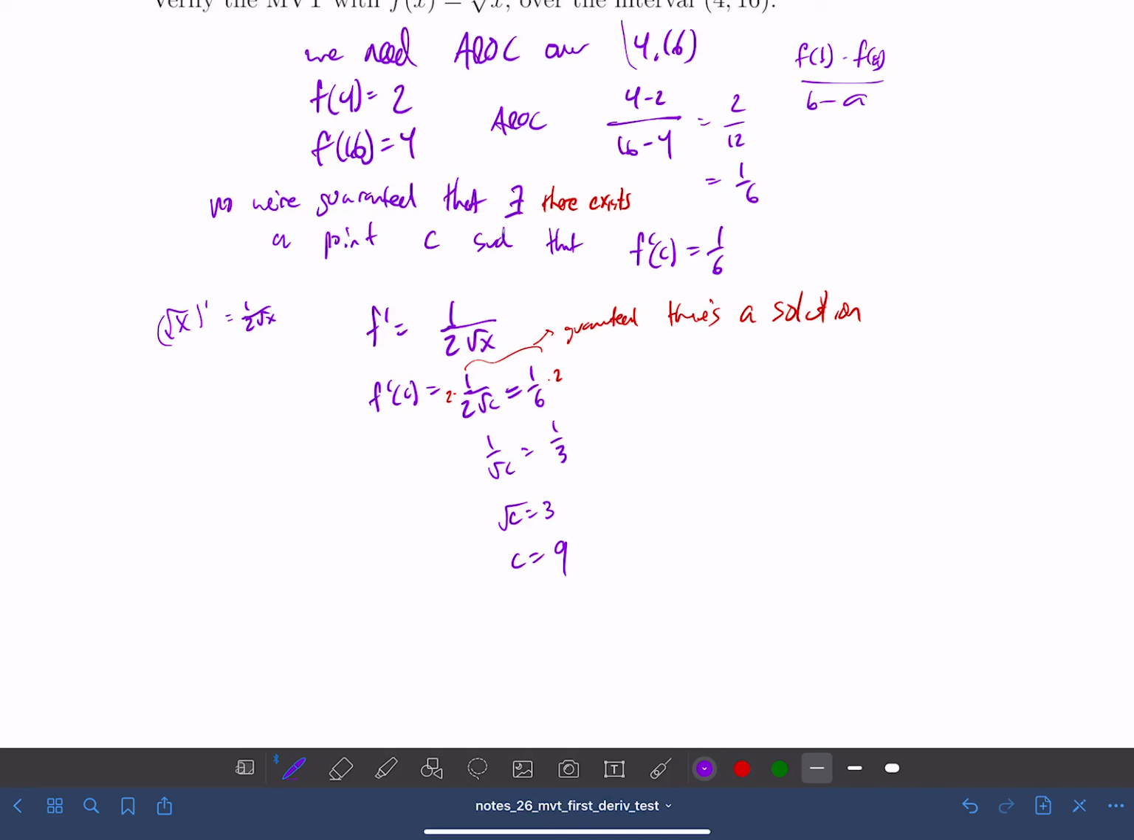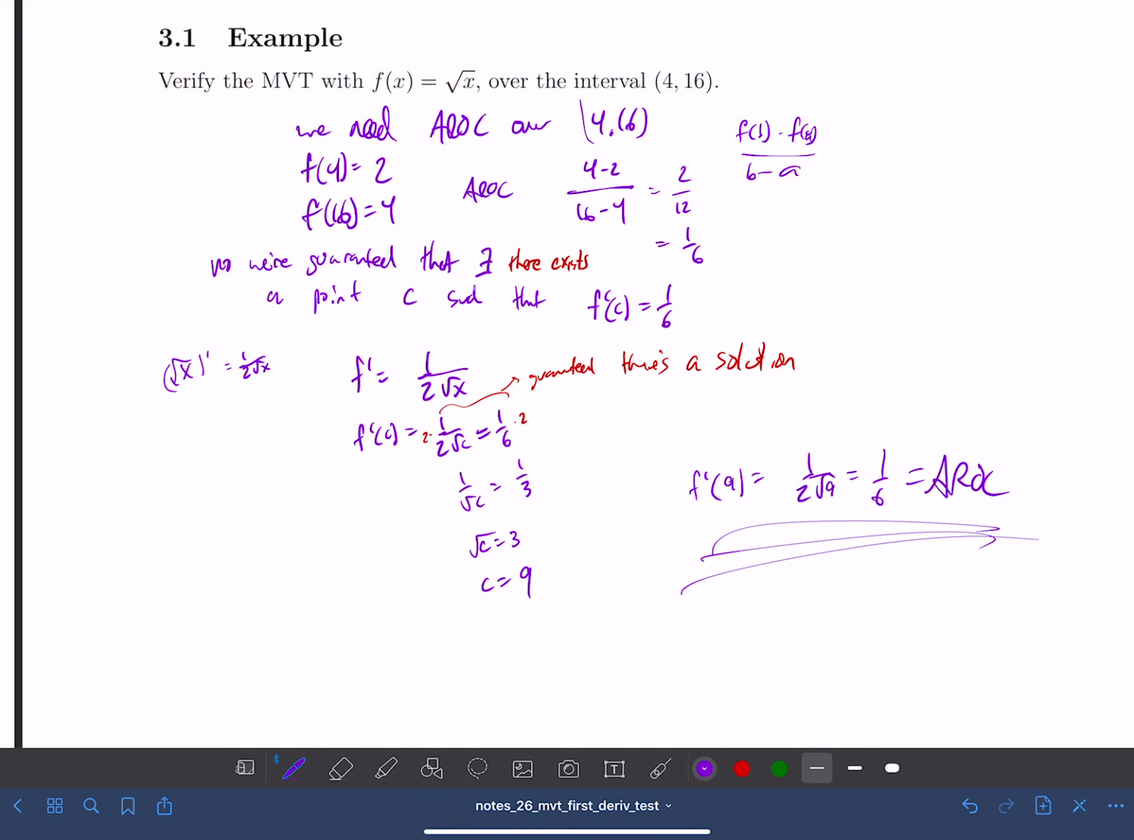So as a reminder, what did we just find? Well, f prime of 9 is equal to 1 over 2 times the square root of 9, which is 1 over 6, which is equal to the average rate of change. And we were guaranteed to be able to find a place where that happens. Cool. Okay, that's the mean value theorem.